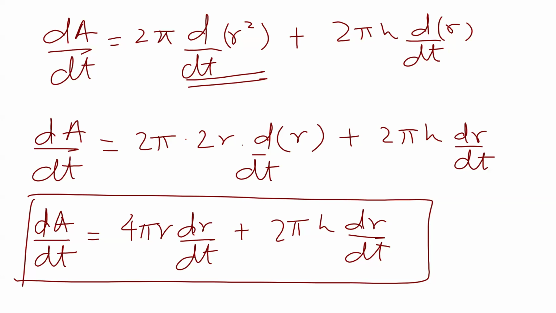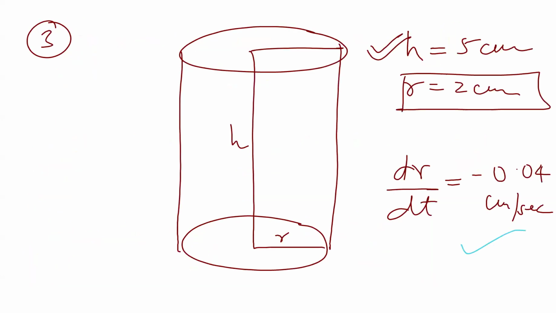Okay. Now, if you observe, we have each and every value here. You can keep pi as pi itself, no need to put 22 by 7 or 3.142. I think, yes, they are saying take pi as 3.142. And we have the initial value of r equal to 2, the initial value of h equal to 5. And dr by dt, we know what dr by dt is. dr by dt is minus 0.04. Okay, we'll put all these values in this.